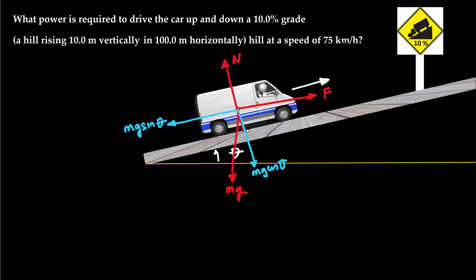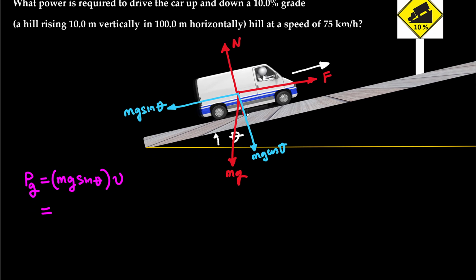It means that the power required to drive the car uphill is equal to the power needed to drive the car on the horizontal surface plus the power required to overcome the force of gravity, since you're driving uphill. The power required to overcome gravity is just equal to the force of gravity opposing the car, mg sine theta, multiplied by the speed of the car v. This is going to be equal to 2300 kilograms times g, which I'm going to take as 10 meters per second squared, to simplify the scenario.